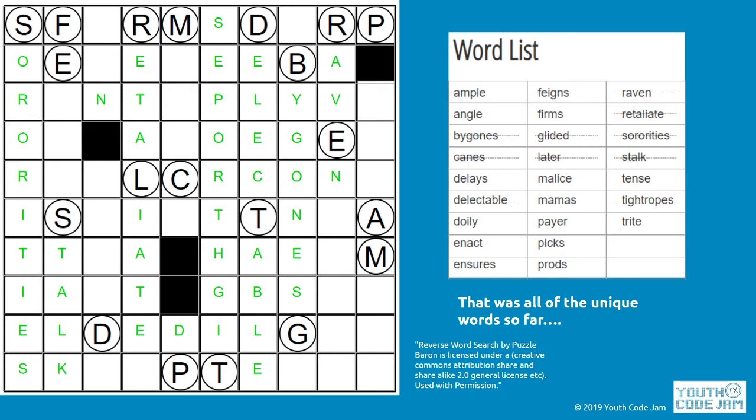Next up is payer. We've got a P here and a P here. And oh, look at that. It looks like we've already filled in the word without even realizing it. So let's go ahead and just cross that off our list and continue on.